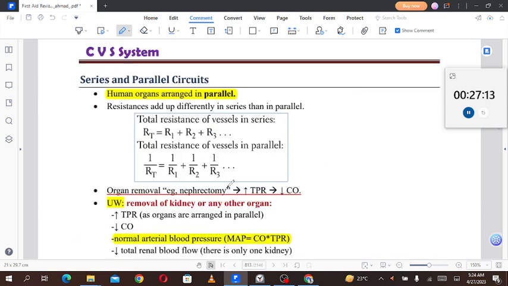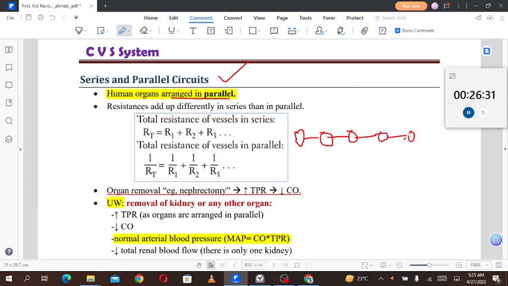Okay, so let's see this over here. Series and parallel circuits. You may have studied this in your high school physics. Human organs, all of them, are arranged in a parallel configuration. Before that, we need to differentiate it from series. It would be series if the heart were attached to the kidney, and the same connection went to the brain, then to the lungs, and then to the gonads and stuff like that.